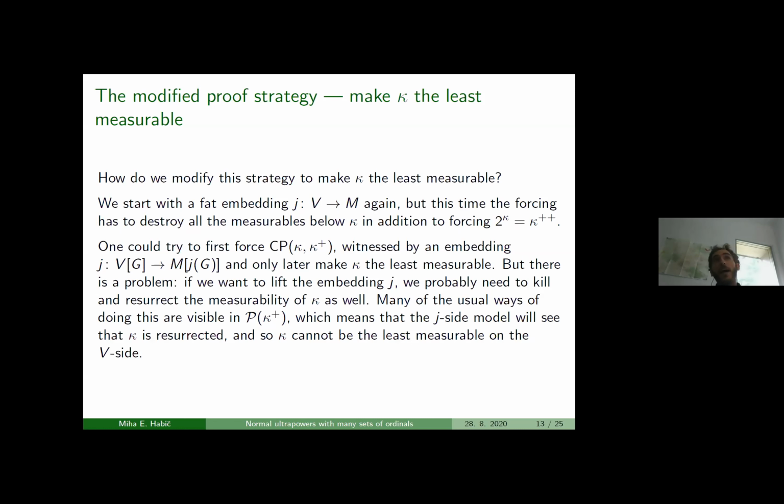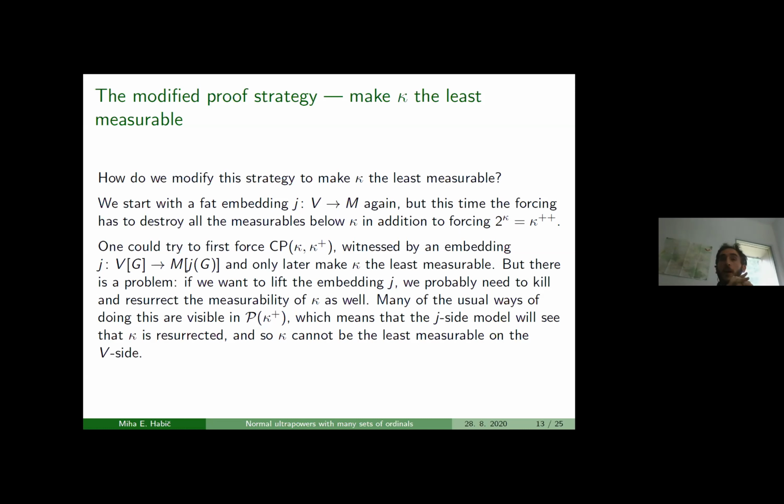Now, you probably can imagine that if you want to lift this embedding, then you probably also need to, at some point in your argument, kill the measurability of kappa and then resurrect the measurability of kappa, right? Because on the J side, your forcing needs to stretch all the way past kappa. Maybe you even know how to do this. But what I found is that the majority of ways that at least I knew how to kill and resurrect the measurability of kappa, all of these were visible at the level of the power set of kappa plus.